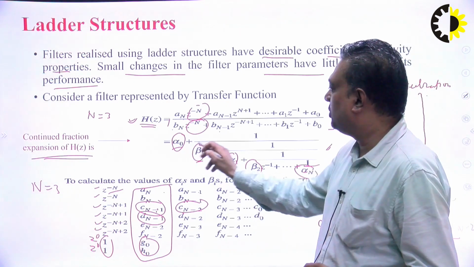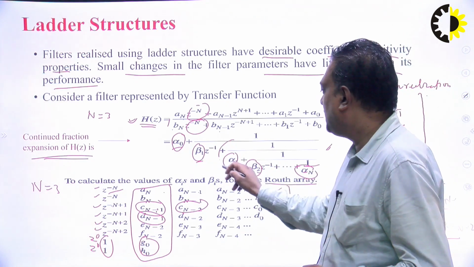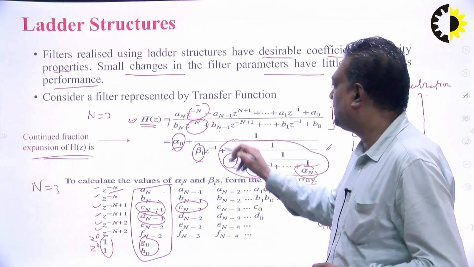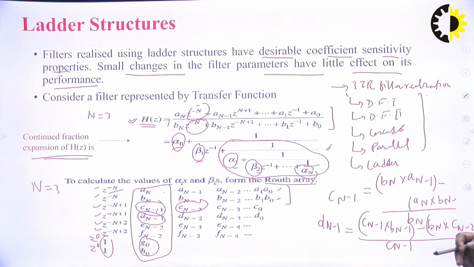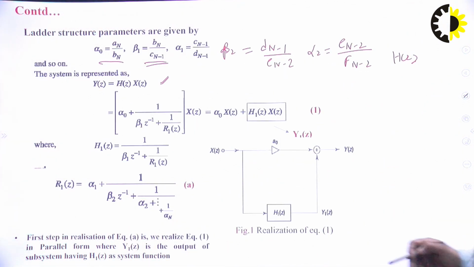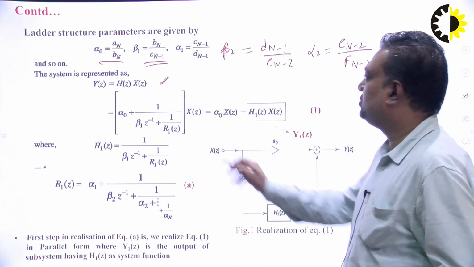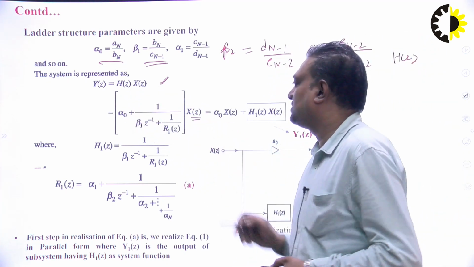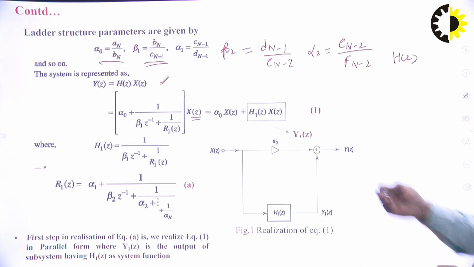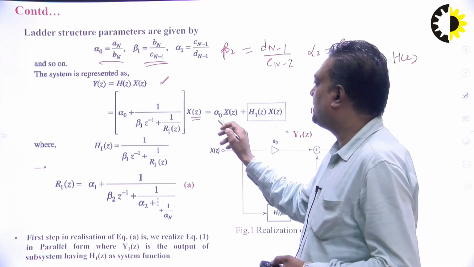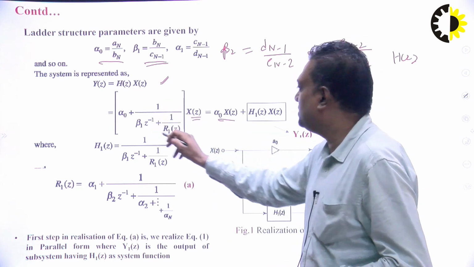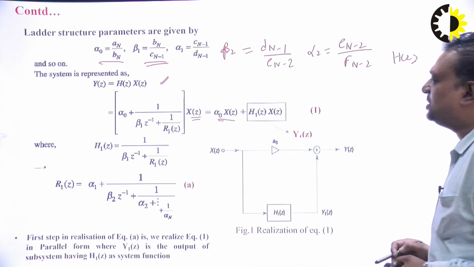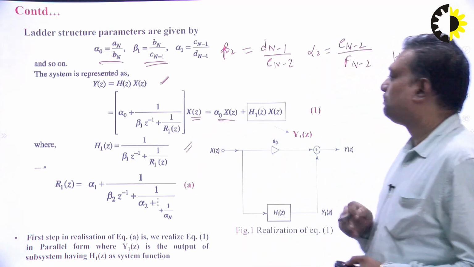So what we are doing, alpha naught plus 1 upon beta 1 z to the power minus 1, and this whole term we are taking as, let's say, r1z. Okay, so this Hz can be written like alpha naught plus 1 upon beta 1 z to the power minus 1 plus 1 upon r1z, like this. So this is the system function and we are multiplying it by Xz. So then we will realize it. So we will get alpha naught Xz plus this term multiplied by Xz. So we are assuming that this term h1z is nothing but 1 upon beta 1 z to the power minus 1 plus 1 upon r1z, which is written over here.